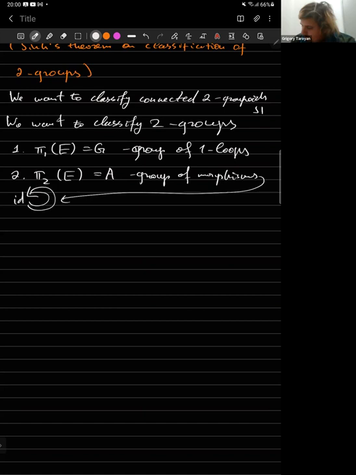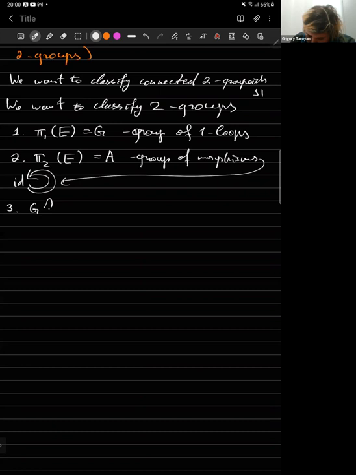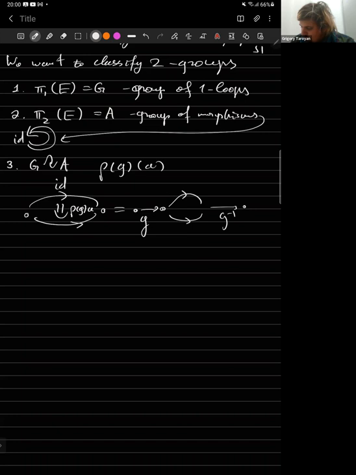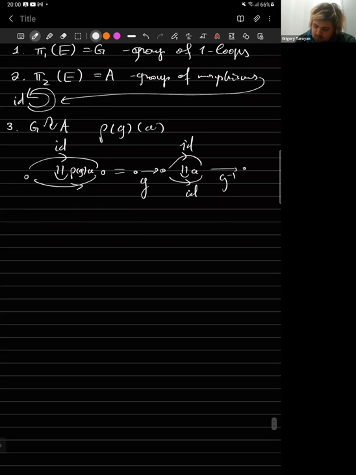And additionally, we add an action of G on A. So how is it described? Well, first of all, we have two copies of the identity morphism and we want to get a transformation between them, which will be denoted rho g of a. And so it is equal to the following thing. Here we have g minus one, and here we have a. So this is how we get a two morphism, which is basically just conjugation by an element of the group G. And so it coincides with the usual action of pi 1 on pi 2.